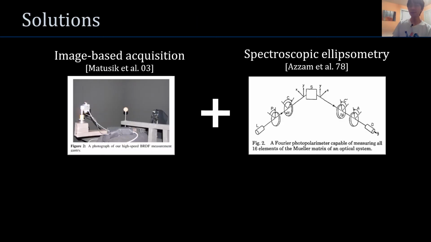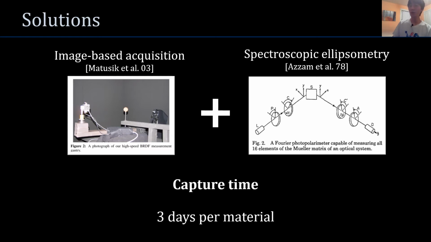We achieve these goals through a novel combination of 2 well-developed techniques in computer graphics and optics: image-based BRDF acquisition and spectroscopic ellipsometry. This allows us to meet all our requirements, capturing the comprehensive PBRDF of a material within 3 days.